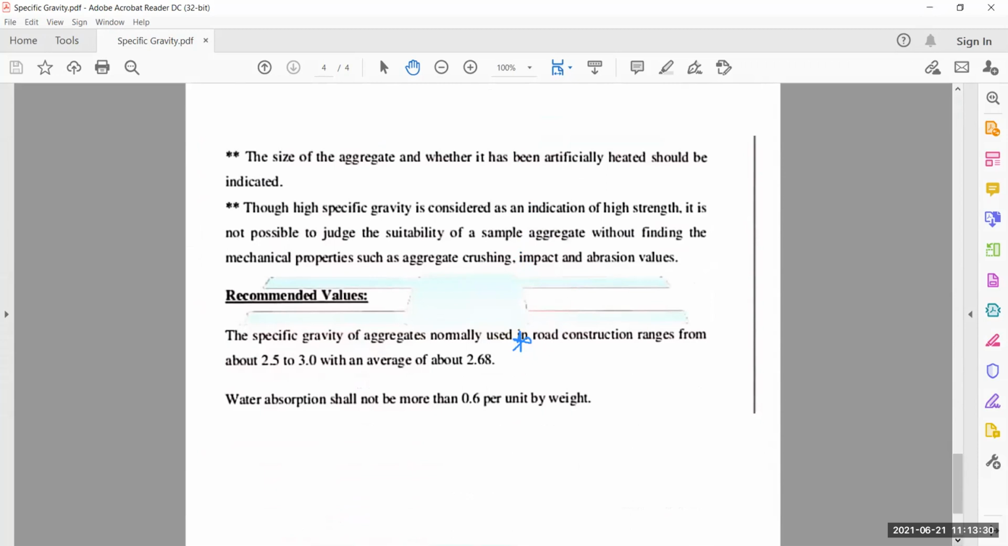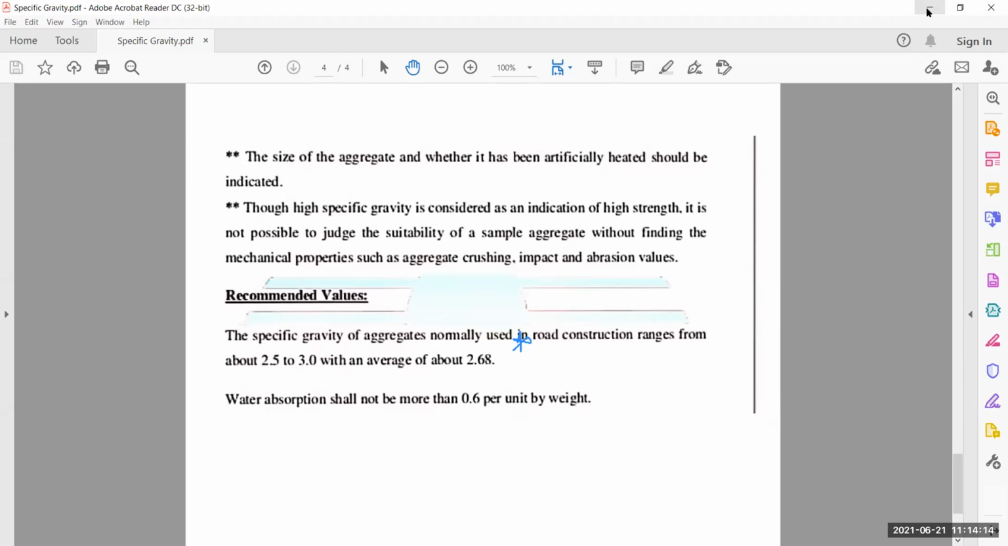It is not possible to judge the suitability of an aggregate without finding the mechanical properties such as aggregate crushing, impact and absorption value. Recommended value: the specific gravity of aggregate normally used in road construction ranges from about 2.5 to 3.0 with an average value of 2.68. So between 2.5 and 3 we take an average value. Generally we adopt the value for our specific gravity of aggregate as 2.68.